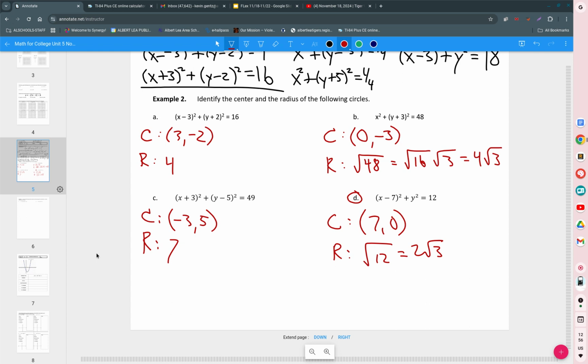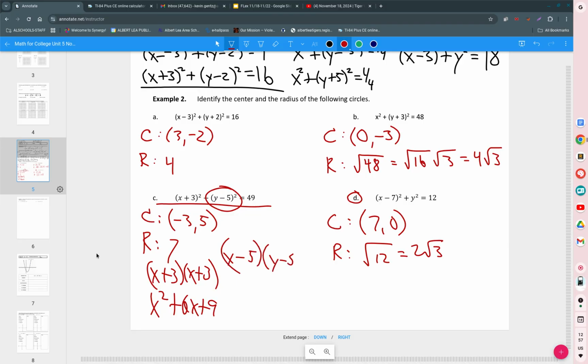I just want to show you something before we go to the backside that people do on the test. People see this, and instead of writing center of negative 3, 5 and a radius of 7, here's what people actually do. They take x plus 3 and they multiply it by x plus 3 to get x squared plus 6x plus 9. And then you take y minus 5 and multiply it by itself. And they get y squared minus 10y plus 25 equals 49. And then they start subtracting the 9 over, subtract 25 over.